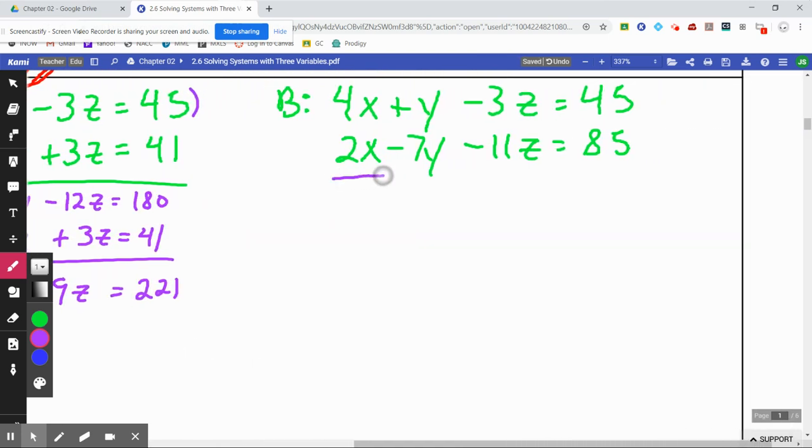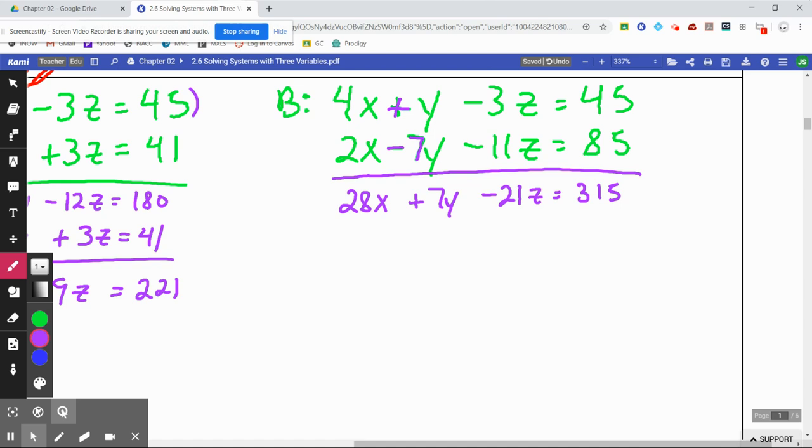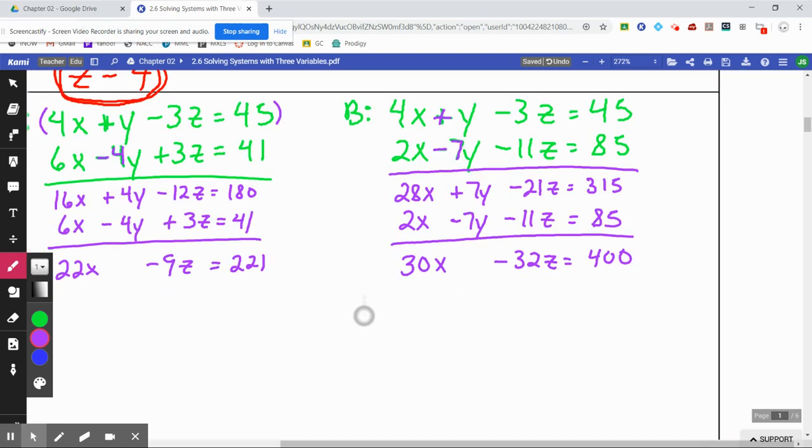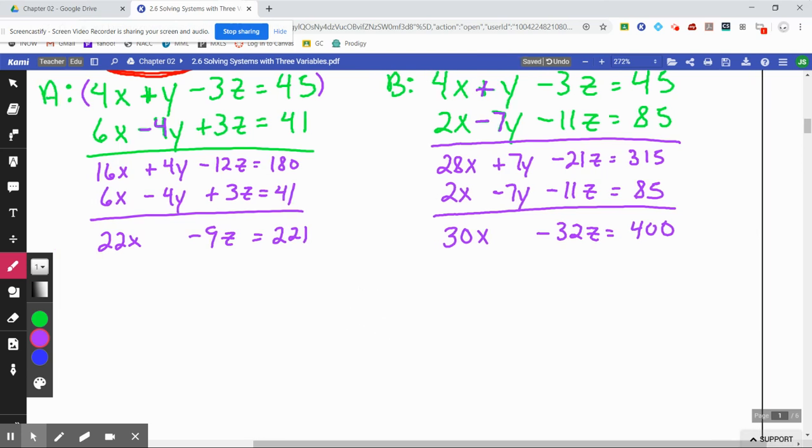So over here with equation B, we need to do the same thing. We need to somehow get rid of the same variable. So I have a -7y in my second equation. So I need a +7y in my first equation. So let's take the first equation, multiply everything by 7. And the second equation will be able to stay the same because I already have my -7y's. Now when I add my two equations together, you see that I get 30x. The y's are gone, -32z's, and 85 and 315 gives me 400. So my equation A and equation B is now finished, and both of them have only x's and z's.